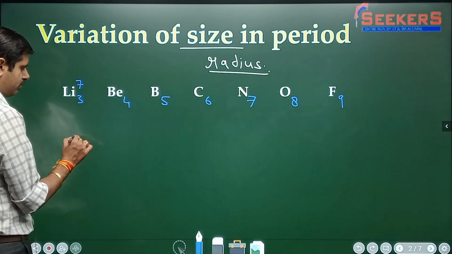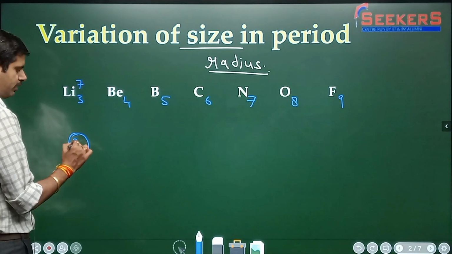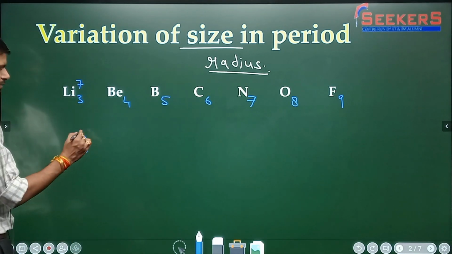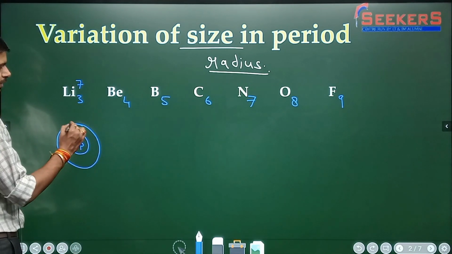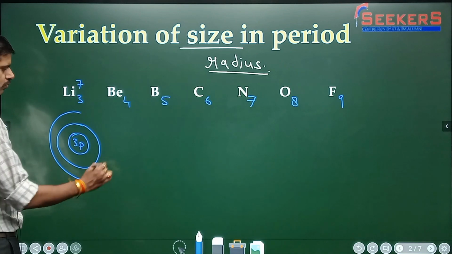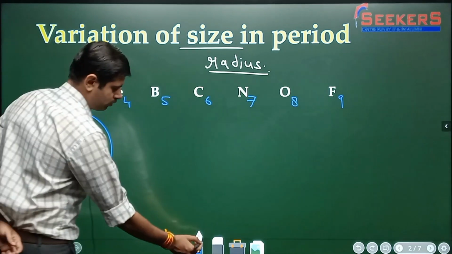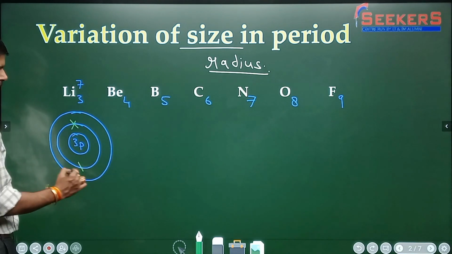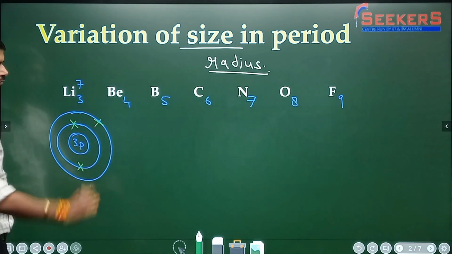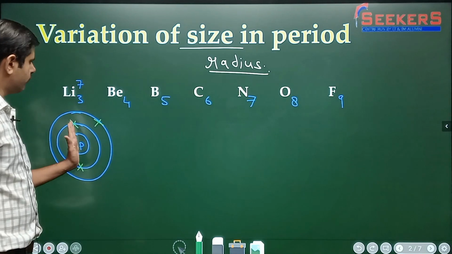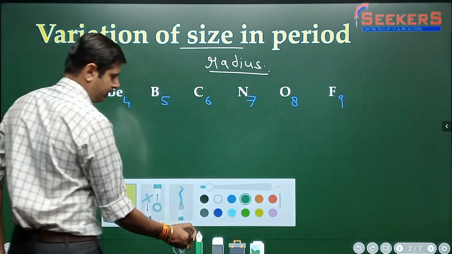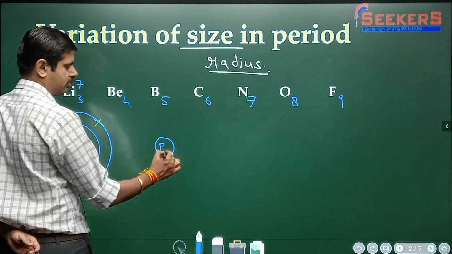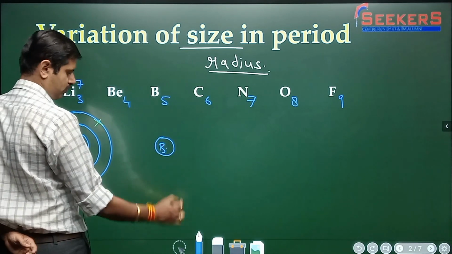Now lithium has 3 protons. With this, it has shell number 1 with 2 electrons, and shell number 2 with 1 electron. So if I draw the electrons here, shell number 1 has 2 electrons, shell number 2 has 1 electron. When we go to beryllium, I will draw only 2 elements.